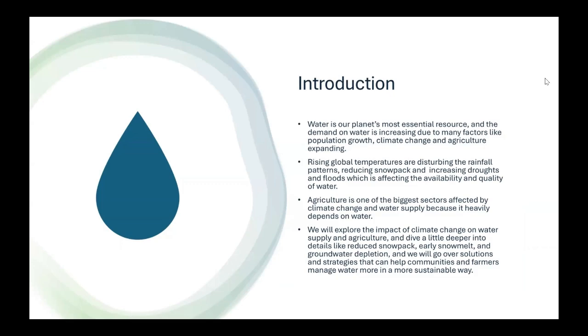Water is our planet's most essential resource, as we know, and the demand on water is increasing due to many factors like population growth, climate change, and agriculture growing and expanding. Rising global temperatures are disturbing the rainfall patterns, reducing the snowpack, and increasing droughts and floods, which is also affecting the availability and quality of water. Moreover, agriculture is one of the biggest sectors affected by climate change and water supplies, because agriculture heavily depends on water. Without water, we don't have any agriculture.